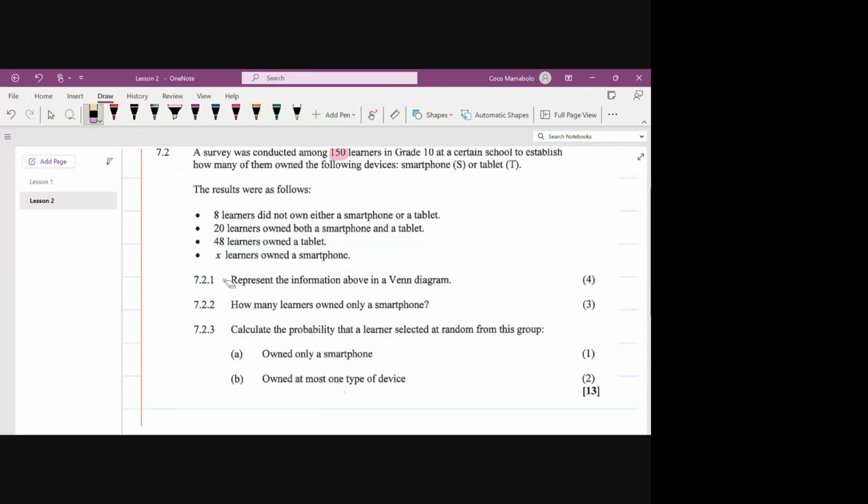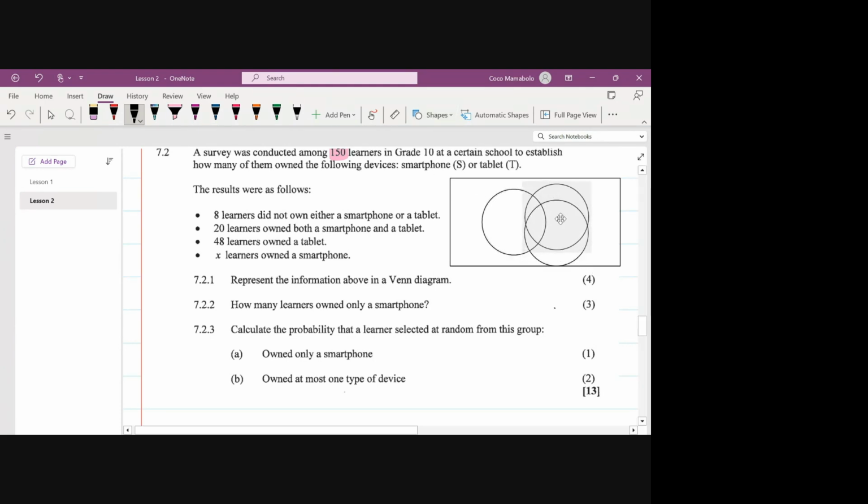Okay, we're going to draw our Venn diagram. So first thing, we're going to draw our sample space. Here we go. And we can tell here we've got two events, so two circles. A circle and another circle. Let me just move that one a little bit. There we go. All right. So S is for smartphone, T is for tablet.